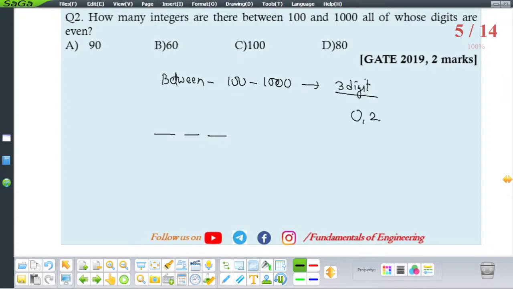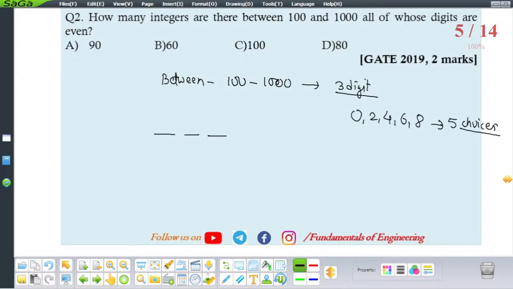So from 0 to 9, how many even digits are there? 0, 2, 4, 6 and 8. So how many? 5 choices. 5 choices are there, and they have not mentioned whether digits can be repeated or not. So we have to use repetition.